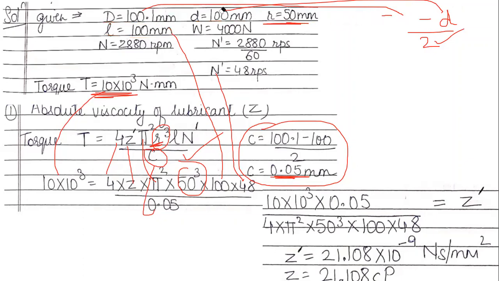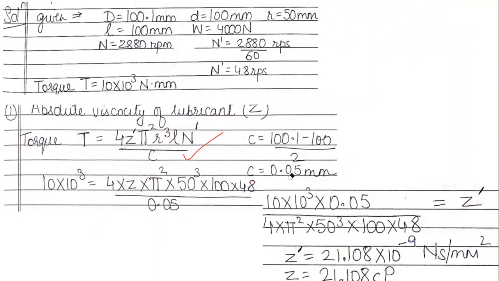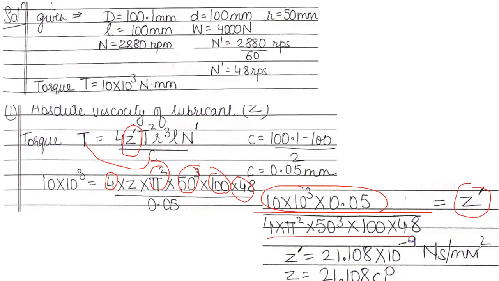Now I just have to find out the value of one unknown thing, that is Z dash, in Newton second per mm square. So this Z dash will remain here. Rest all the values will get cross multiplied. So your torque will get multiplied with 0.05, so 10 into 10 raised to 3 into 0.05. And remaining all these values will go down here in the denominator: 4 pi square, 50 cube, 100, 48.